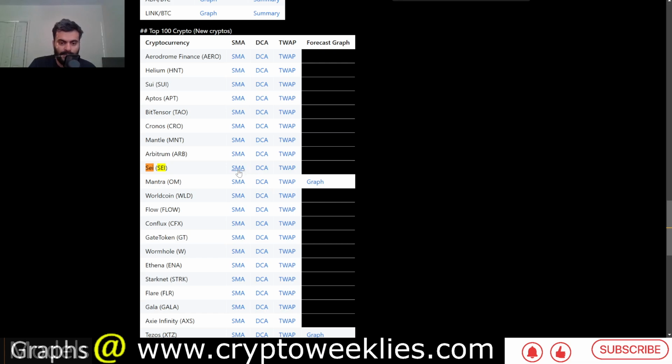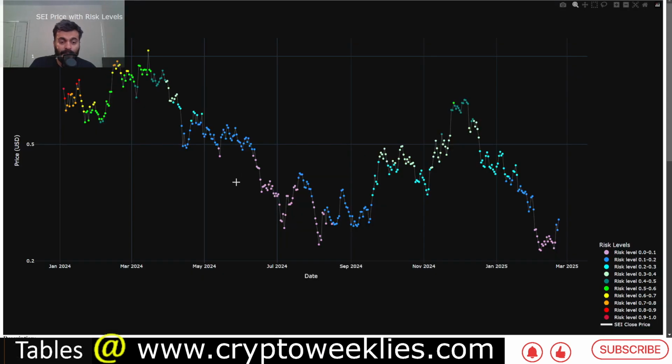The first is the simple moving average price based model, based on what the price is doing with respect to the 20-week simple moving average. You will find that the price is color coded with respect to the risk levels, where the warmer colors such as yellow, orange, and red signify high risk, whereas the cooler colors such as purple, blue, and green, shades of blue and green, signify low to moderate risk. Again, this model has dual utility.